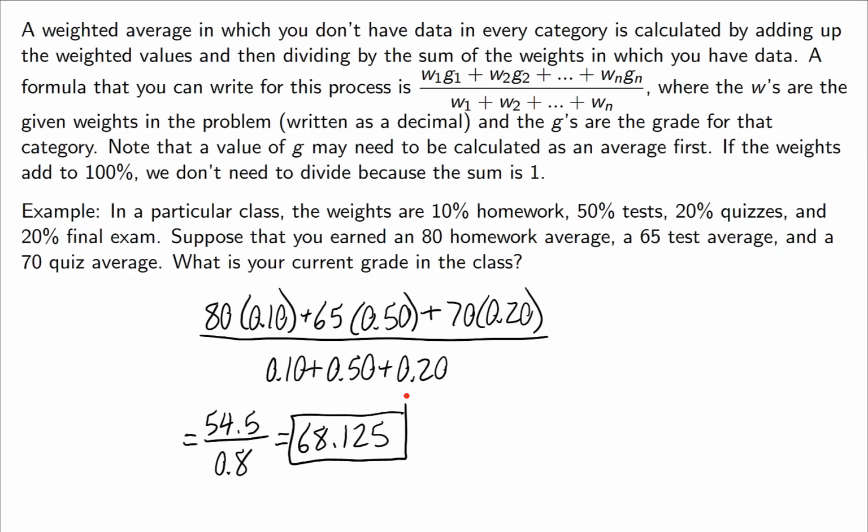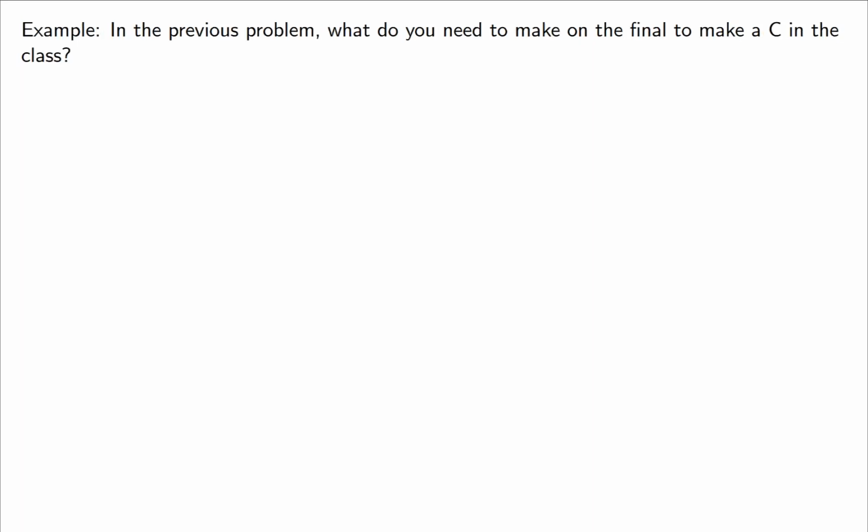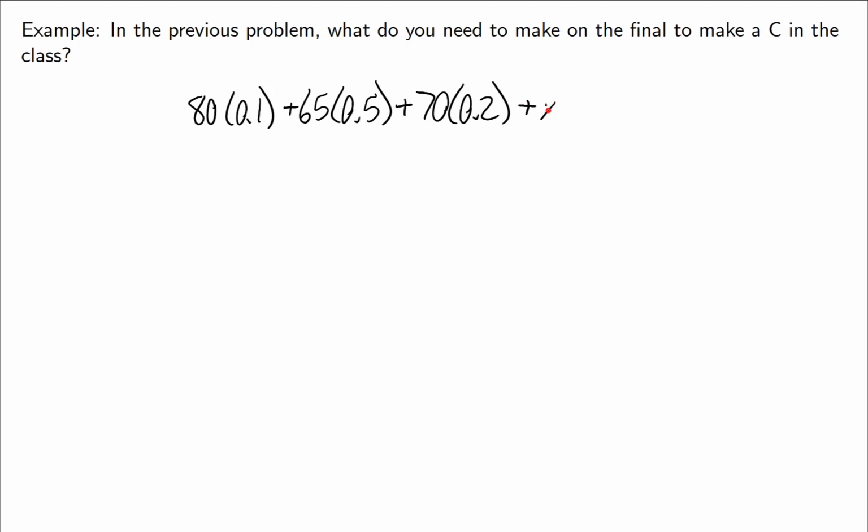That leads to our follow-up question. What did we need to make on the final to make a C in the class? Now we'll do this problem a little bit differently. We're going to be doing the same thing of the grade times the weight, plus the next grade times the next weight, plus the next grade times the next weight. But now we want to add in the final exam as a variable, kind of like what we did in the first example with an ordinary mean. The final grade is unknown, and we're going to multiply it by 20%.